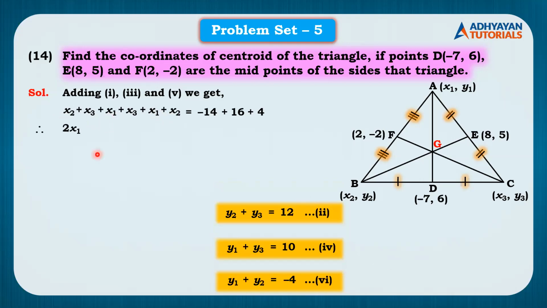सो 2x1 प्लस 2x2 प्लस 2x3. Students, there is a mistake here. It should be 2x2 is equal to -14 plus 16. Minus plus is minus. So 16 में से 14 गया 2, but sign of greater number, so +2. +2 plus 4 is +6.